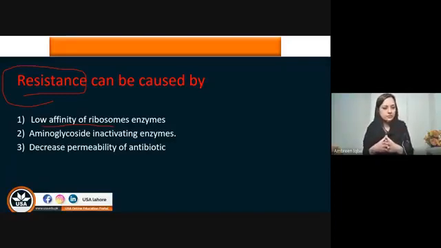The next is aminoglycoside inactivating enzyme. Similarly, these bacteria also release some enzyme that inactivates the aminoglycoside.